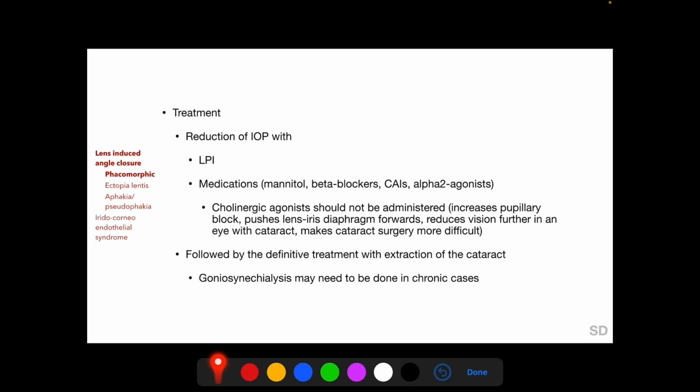Prostaglandin analogs are not useful in this acute setting because of their delayed onset of action, and cholinergic agonists should not be administered because they may increase the pupillary block by constricting the pupil and may push the lens iris diaphragm forward, further shallowing the anterior chamber. During extraction of the cataract, goniosynechial lysis may be needed if peripheral anterior synechia develops in chronic angle closure.